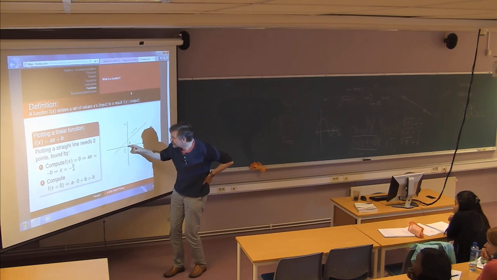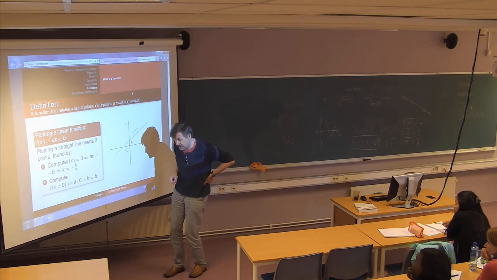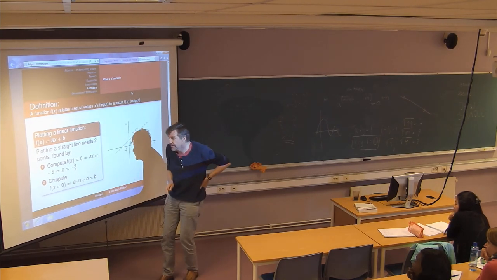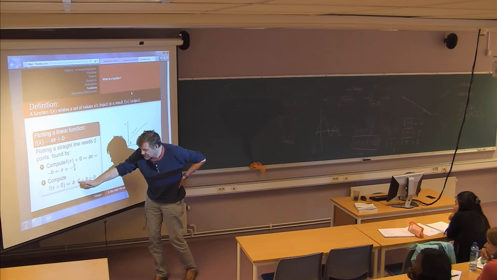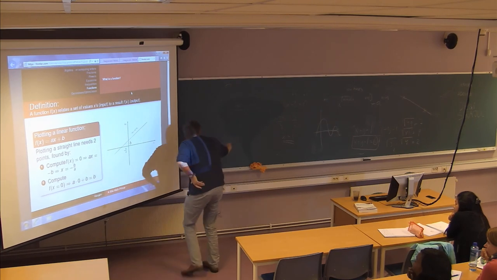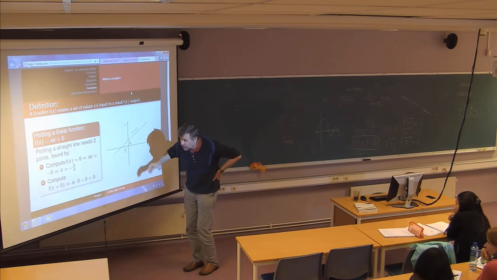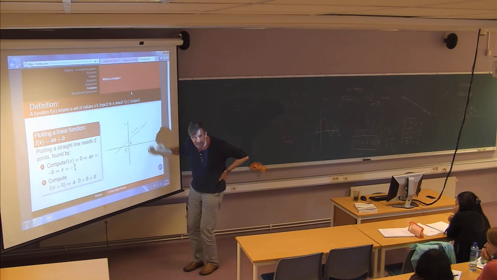To find the interception with the f of x axis, it's easy to just input x equal to 0. In that case, it's a times 0 plus b, just like we did here, by the way. So then we have this distance b, and we have 2 points. We have 1 point here and 1 point here, and we can draw the line.